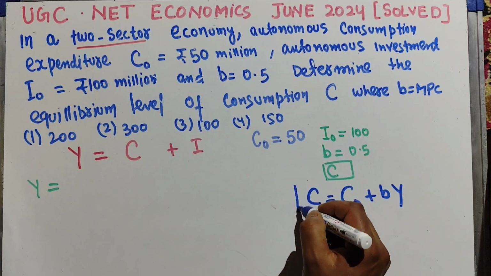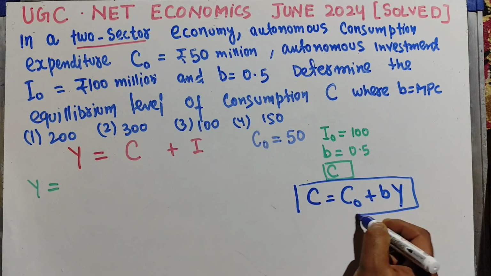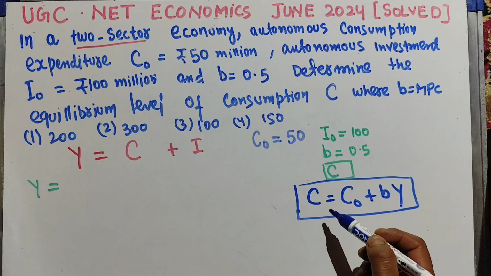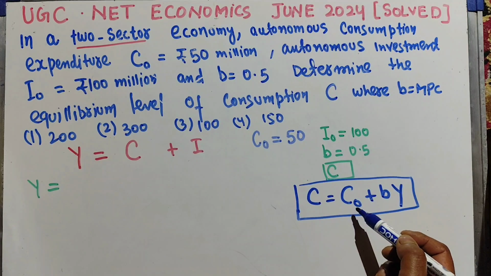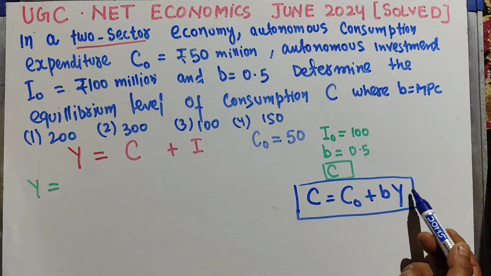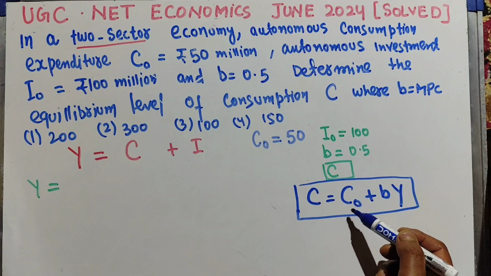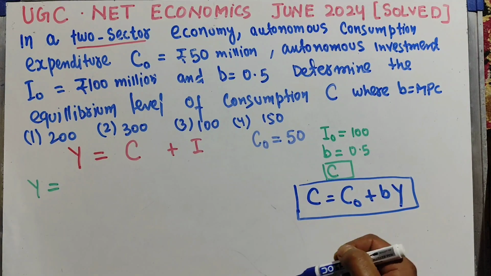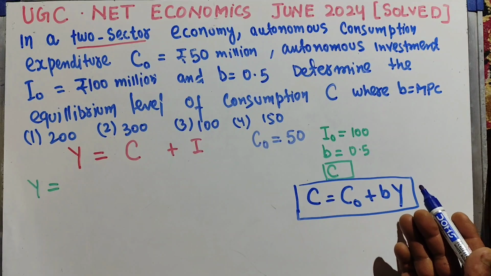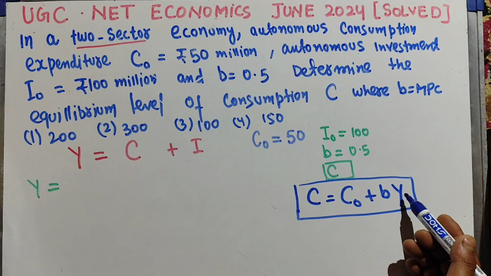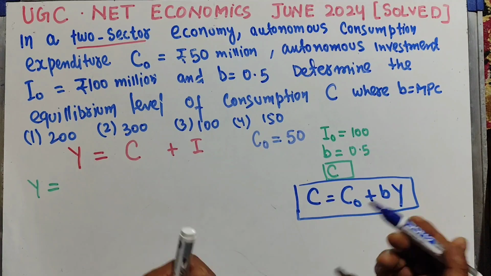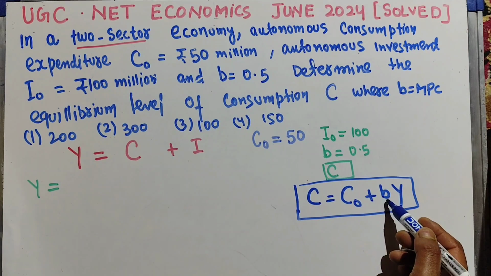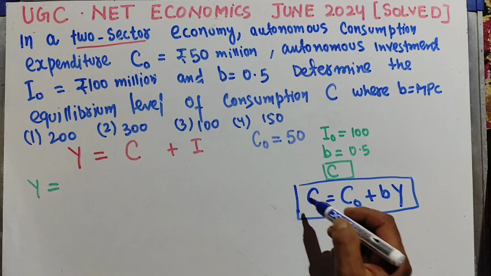That is, consumption is a positive function of the level of GDP or income. This C0 tells us that if income is equal to 0, consumption will be a positive number. That means we must consume even when our income is equal to 0, something denoted by the autonomous consumption. B is the marginal propensity to consume. This is our consumption function.